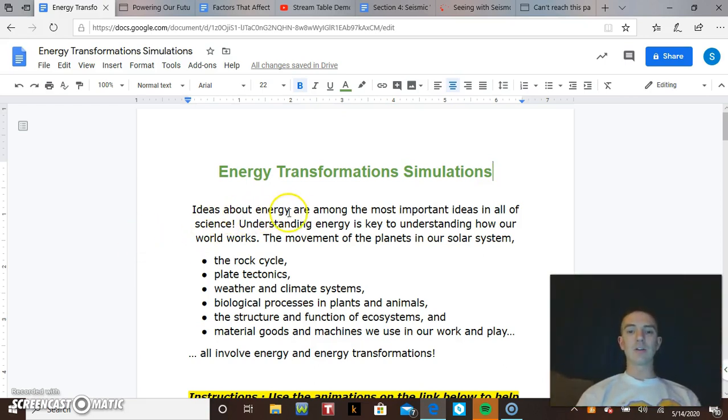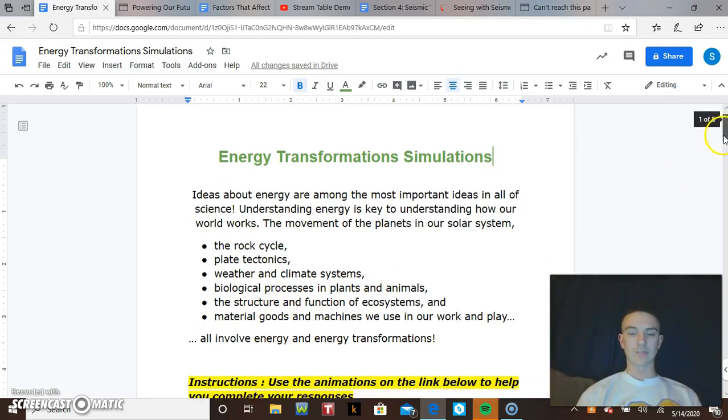Ideas about energy are among the most important ideas in all of science. Understanding energy is key to understanding how our world works. The movement of the planets in our solar system, the rock cycle, plate tectonics, what we just finished, weather and climate systems, biological processes in plants and animals, and so on, all involve energy and energy transformations.